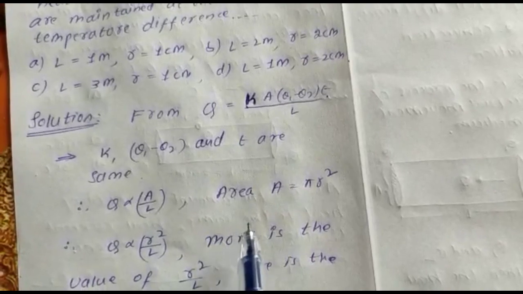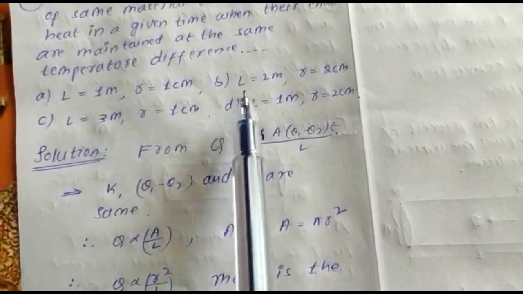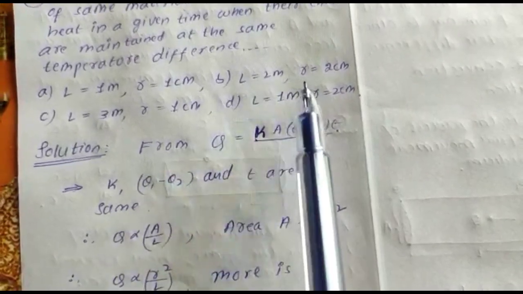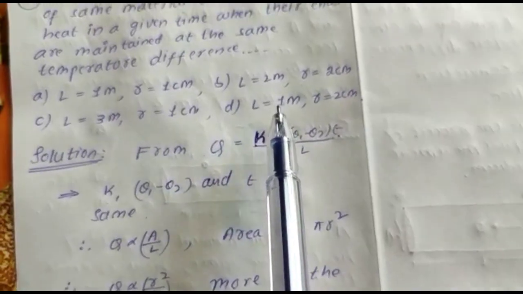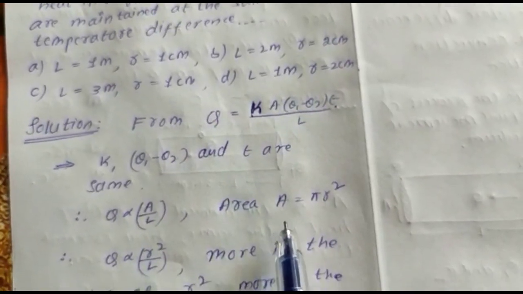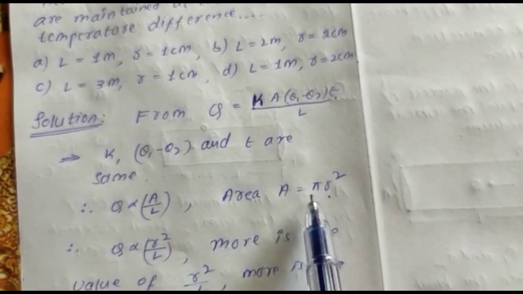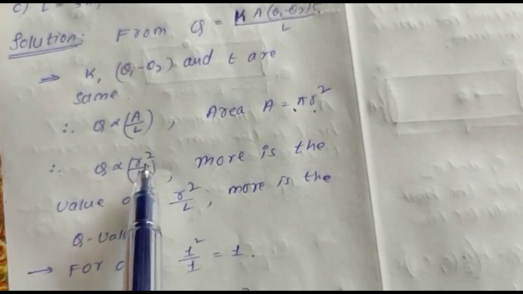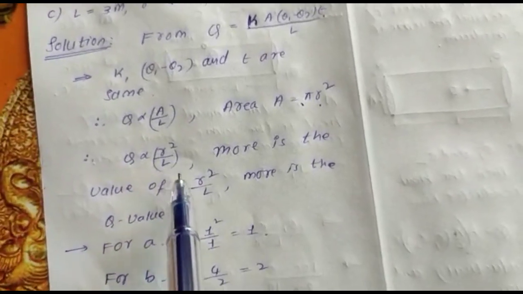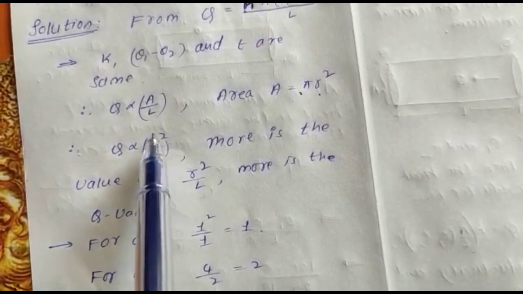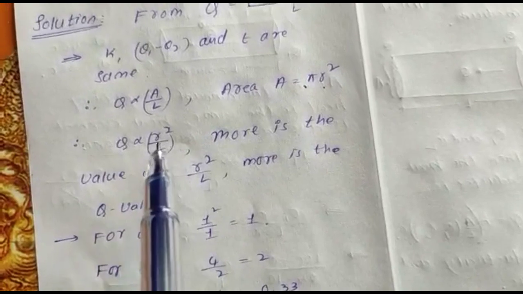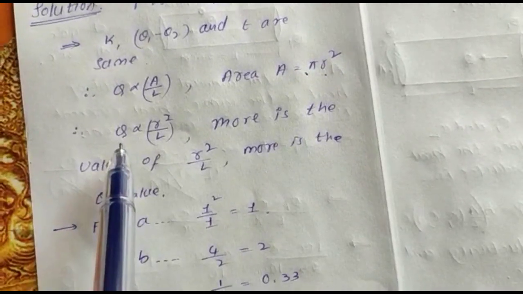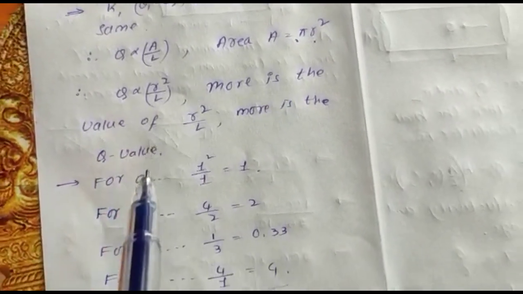One more point: in the options they have given only the radius, not the area of cross section. Radius means it is a circular area, and for a circular area the formula is A equals pi r square. Pi is the same for all, so we can say Q is directly proportional to r square by L. That means the conductor whose value of r square by L is more will have more heat flow.